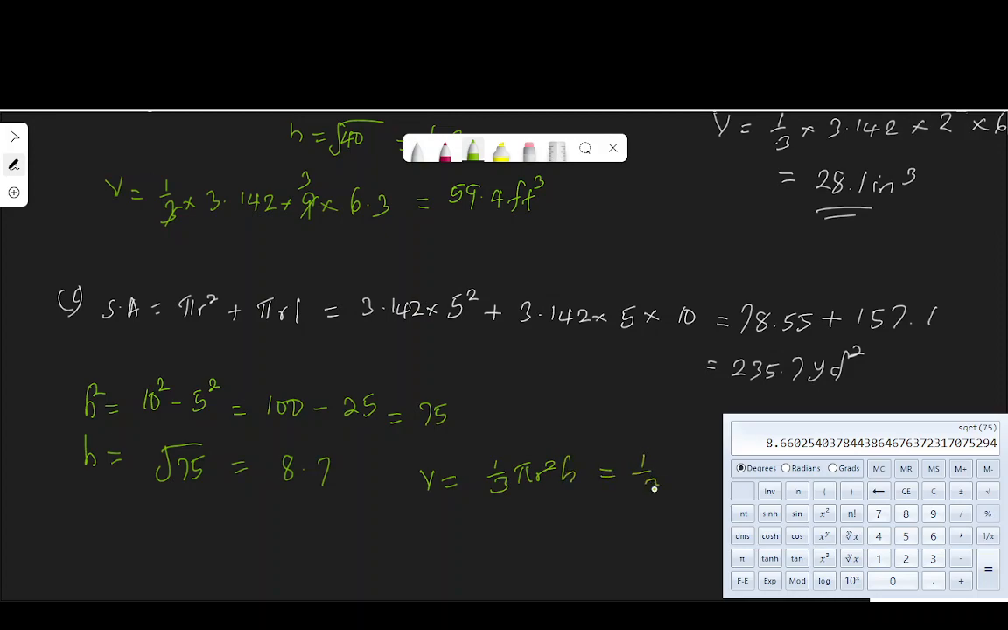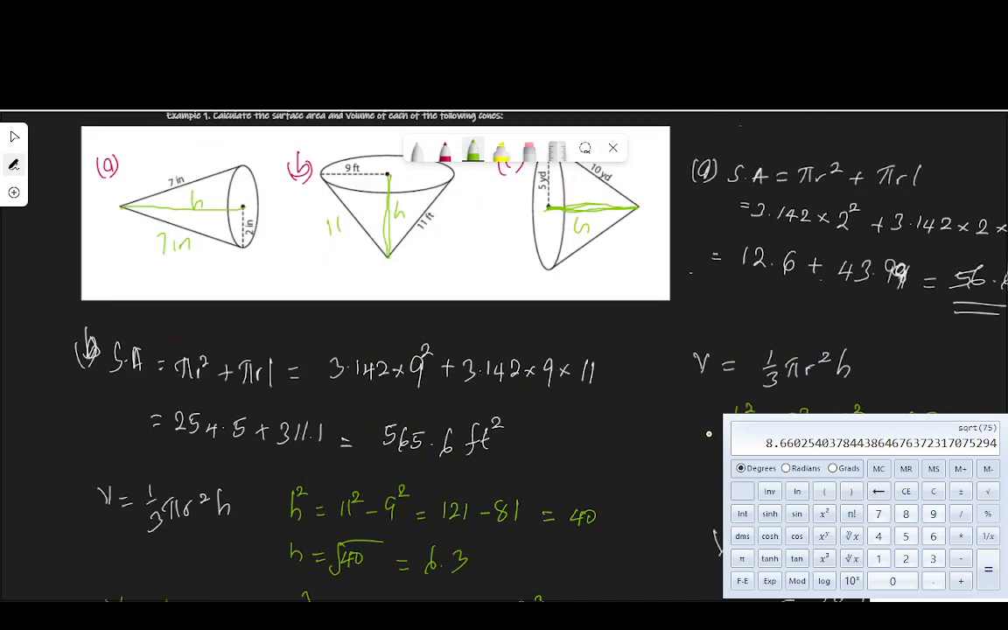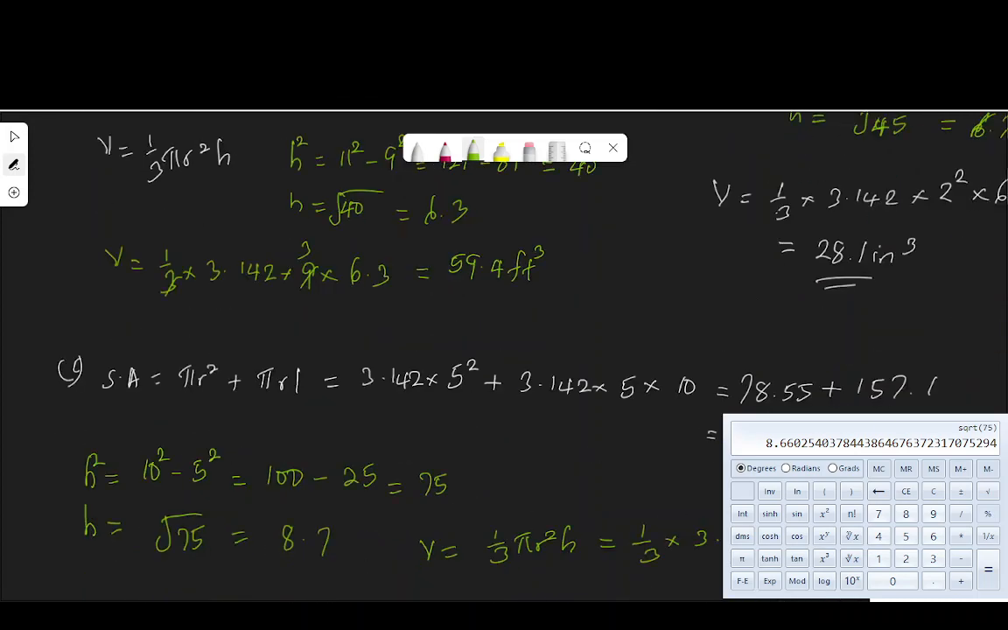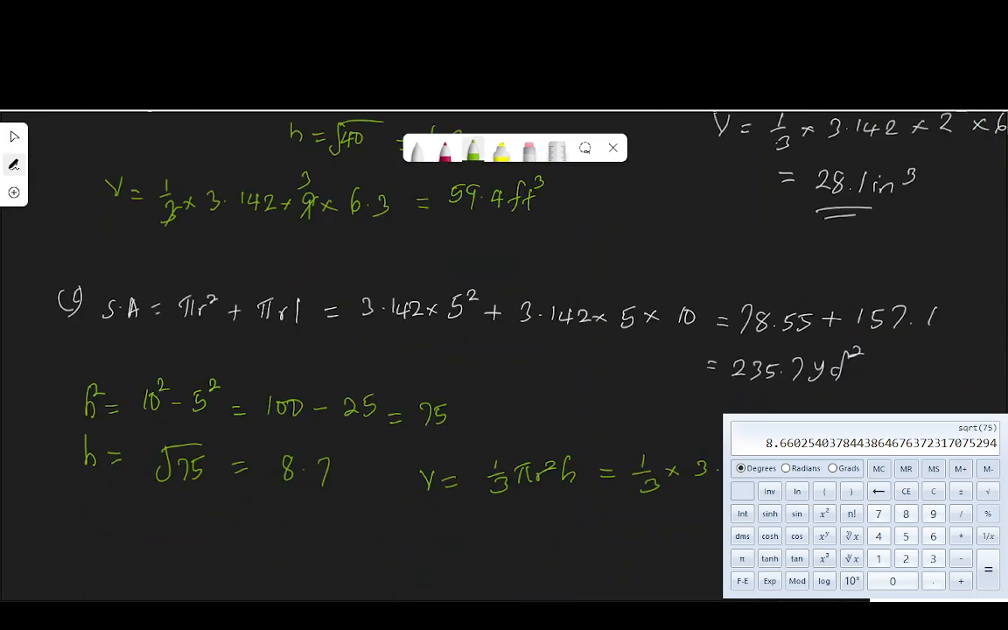Therefore, the volume of this cone, which is 1 over 3 pi r square h, will be 1 over 3 times 3.142 times r. What is the radius of the cone? 5. 5 square times the height, which we just calculated to be 8.7. So let's plug that into the calculator.